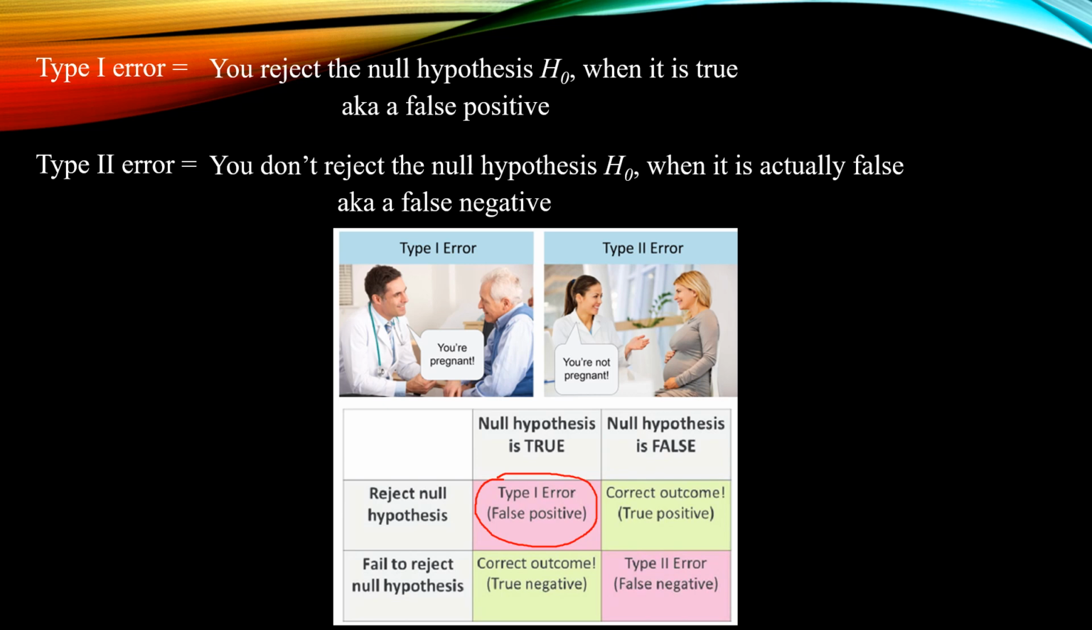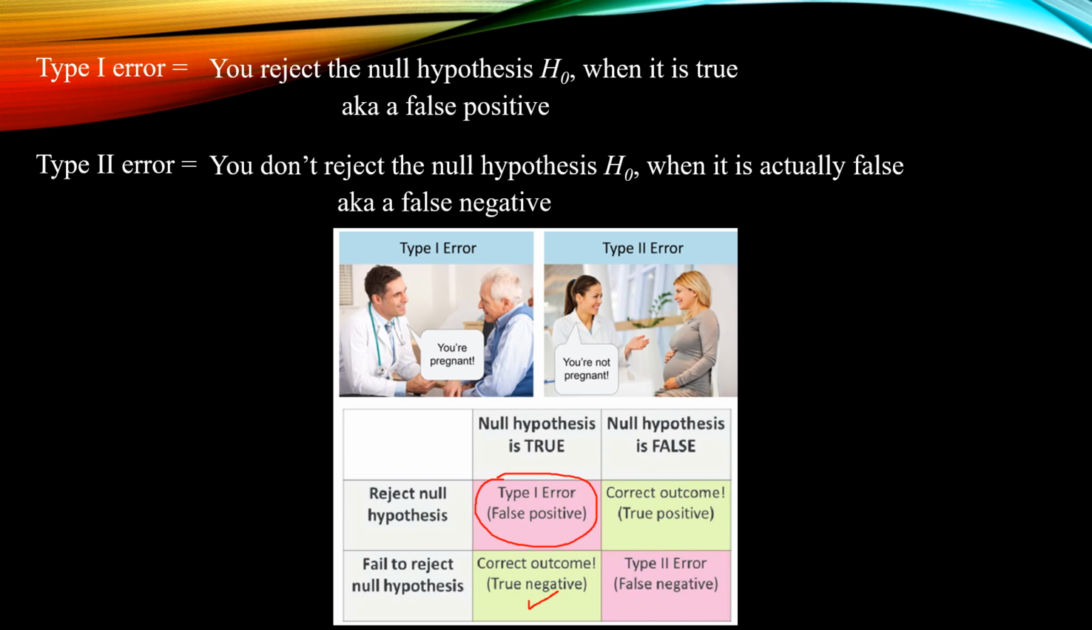The correct outcome there would be that this person is not pregnant, so you could not reject the null hypothesis. And so you would have no reason to reject the claim that they weren't pregnant. So that's this check mark.